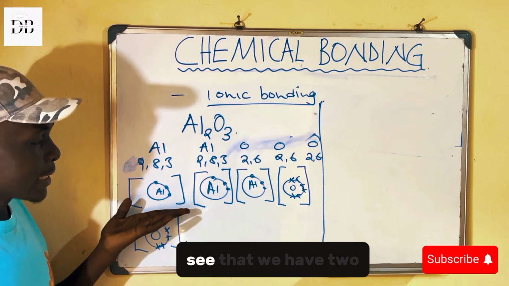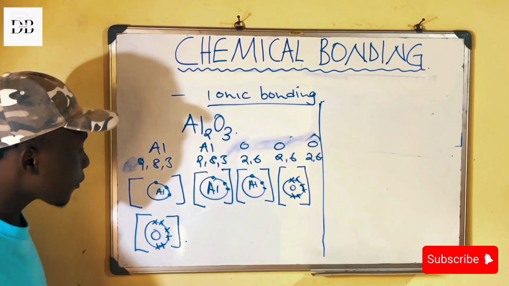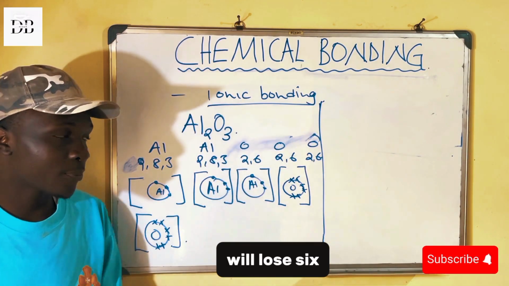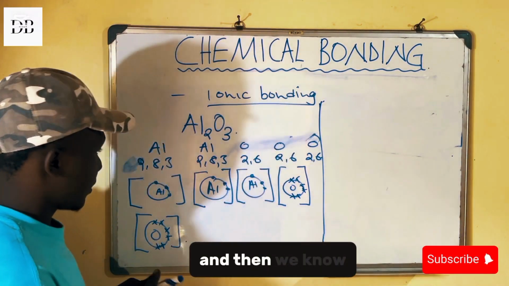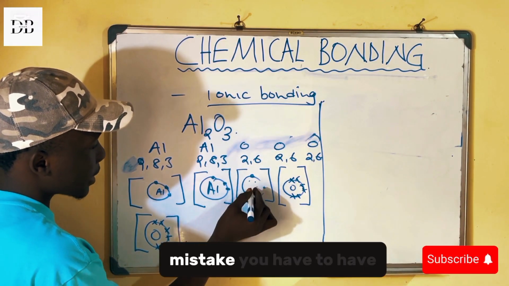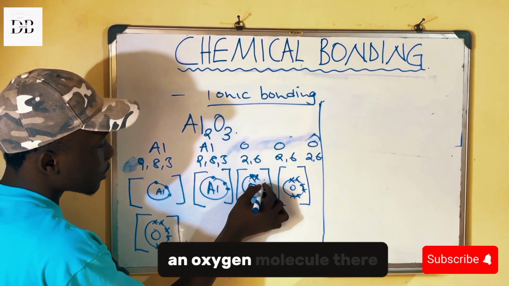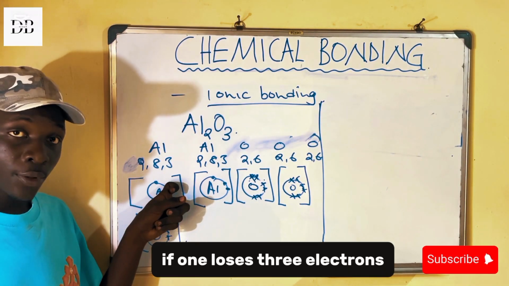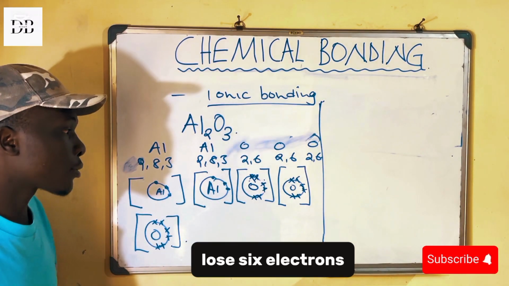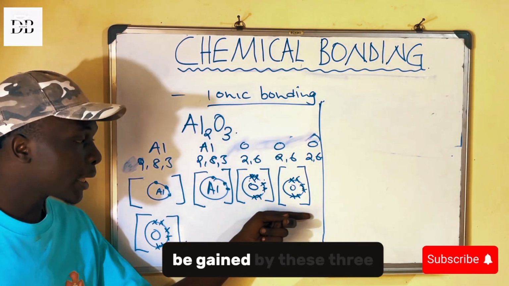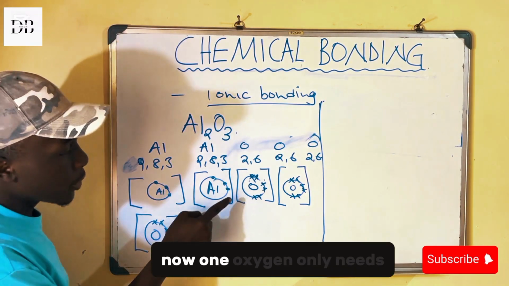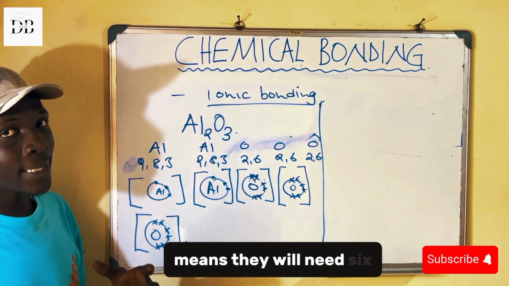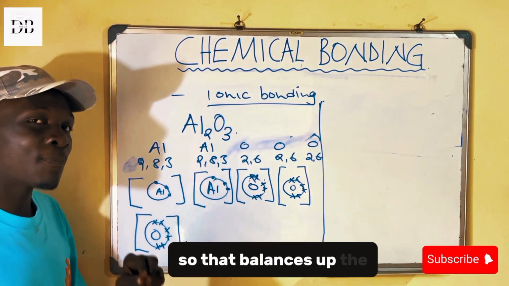In that sense, we can see that we have 2 of such aluminiums. So if one will lose 3 electrons, it means 2 will lose 6. Oh sorry, this was a mistake. You have to have an oxygen molecule there. So if one loses 3 electrons, 2 have to lose 6 electrons. Those 6 electrons have to be gained by these 3 oxygens. Now one oxygen only needs 2 electrons to attain stability, and since we have 3, they'll need 6. So that balances up the bonding.